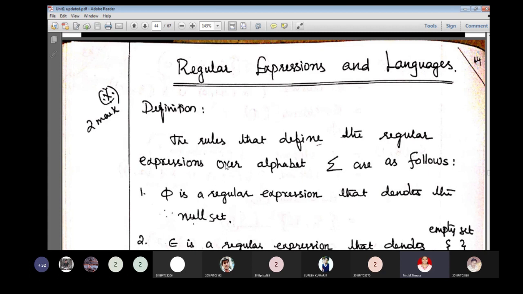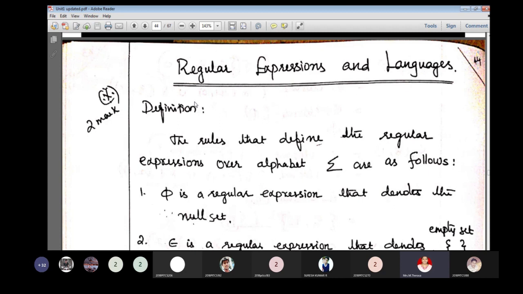Today we are going to learn about regular expressions and languages. In the previous class, we learned about finite automata and its types. So today we are going to learn the languages of the finite automata, which is nothing but the regular language. Whenever a language is accepted by a finite automaton, we call it a regular language. And we have simple expressions to express the regular languages, called regular expressions.